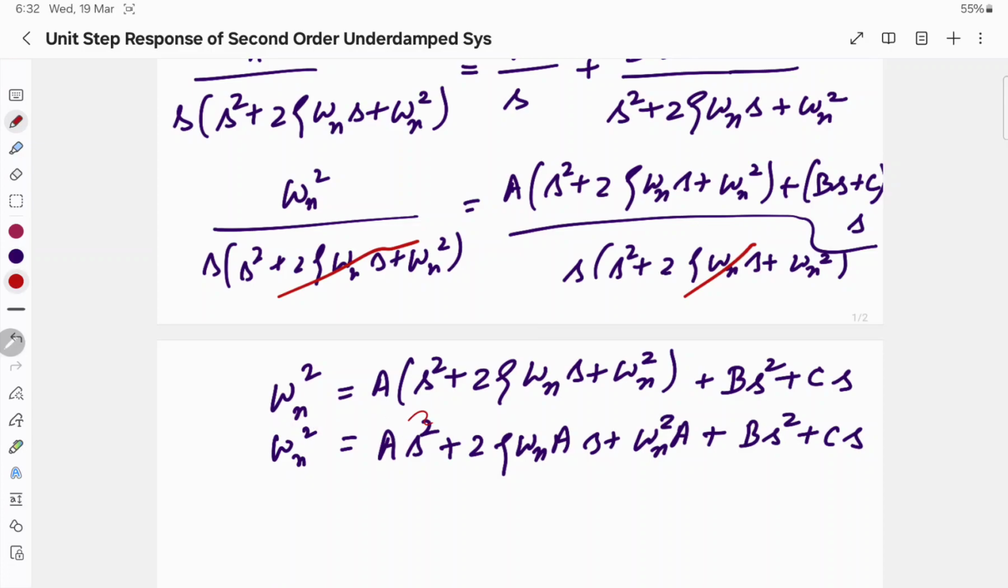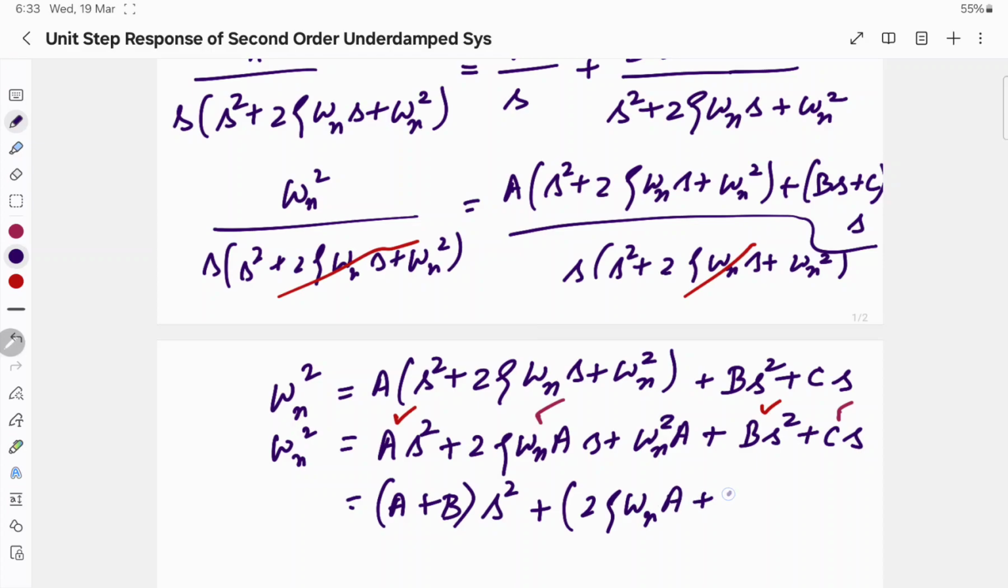If you see here, we have the s square term, so taking s square outside, it would be (A plus B) s square. We have s terms, this is one s term, this is another s term. Taking s outside, we get (2 zeta omega n A plus C) times s. Then of course we have a constant term, which is A omega n square, equal to omega n square.